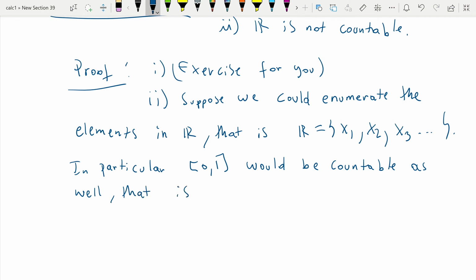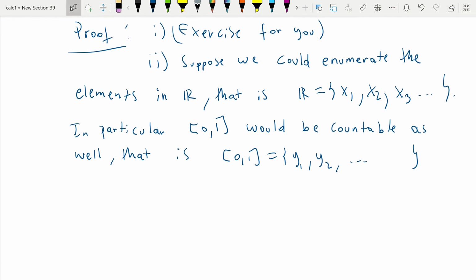That is, (0, 1) will be equal to y1, y2, up to infinity. We know it has infinitely many elements because it at least contains the rational numbers inside the interval (0, 1), which are already countable. But since we're just picking numbers from here, you can have at most a countable subset of them, and a subset of a countable set can be at most countable.